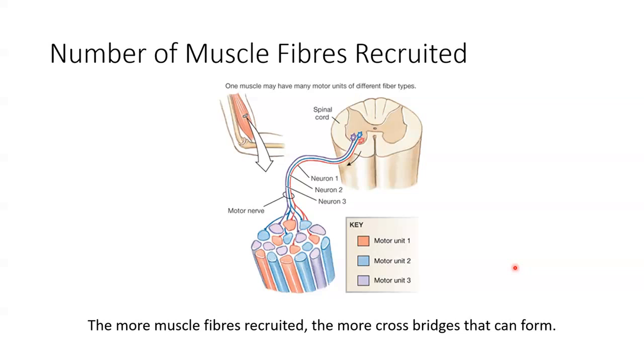And of course, this goes the other way. So if we have more muscle fibres being recruited, so we're recruiting either more motor units or larger motor units, so we have more muscle fibres receiving that action potential, we will have more cross bridges being formed and a greater amount of force or tension produced within that muscle.